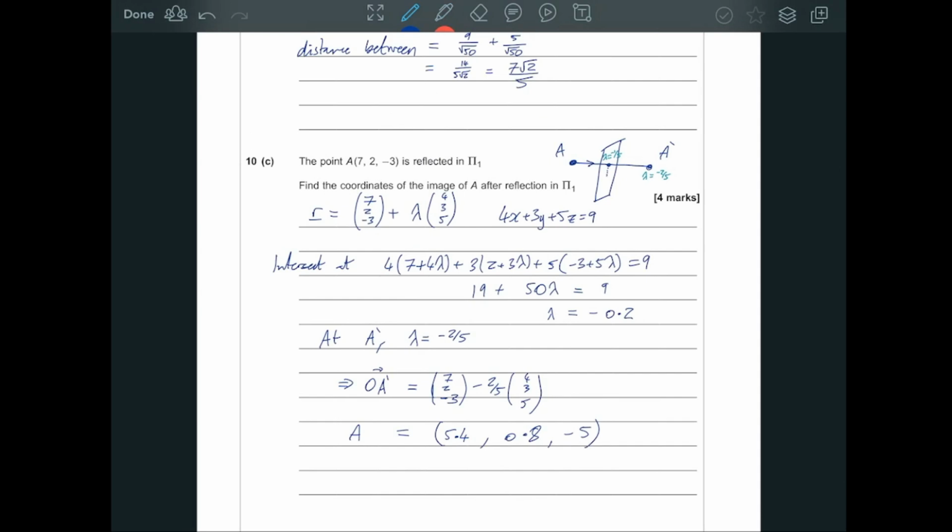Quite a nice little technique, and it's tempting to try and work out some distances because the distance from the mirror is equal on both sides, but really you just need to think about the lambdas.